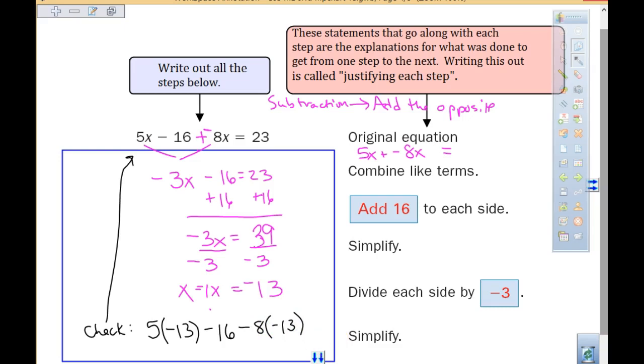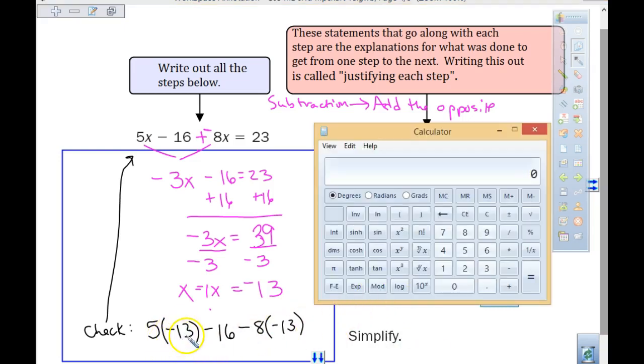Take those calculators out, right? Take out your calculators. Make sure you know how to put in a negative. I want you to do this right now on your calculator, so everyone should be punching this out on their calculator. 5 times, on my calculator, I have to put the negative after. 5 times negative 13. It is a minus 16. It is a minus 8 times negative 13. Positive. The negative is down there. Right below. Okay? I don't know if you have to put. Mine came out to be 23.